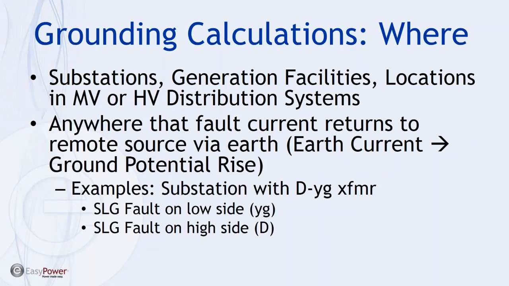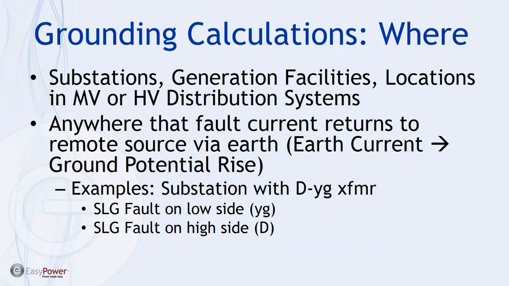So where do we ground? Grounding is thought of and designed into all electrical designs. However, in this presentation, we'll be discussing it in the context of substations, generation facilities, or locations in MV, HV distribution systems, such as a solar farm or utility scale wind. The basic concept is anywhere that fault current returns to a remote source via Earth. And the easiest way to make that make any sense is to give an example.